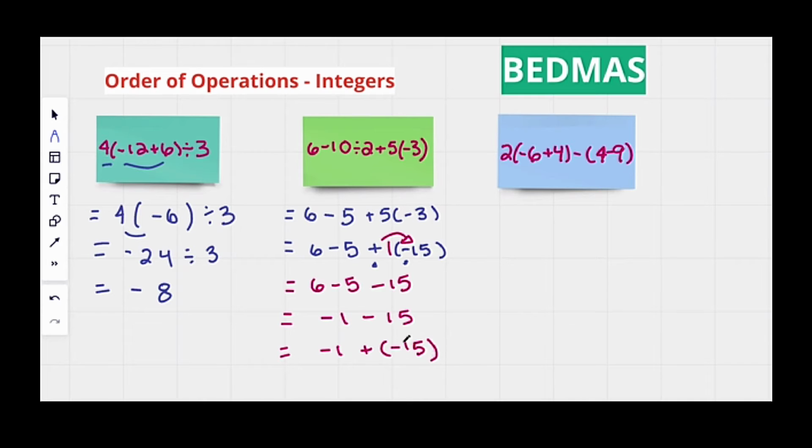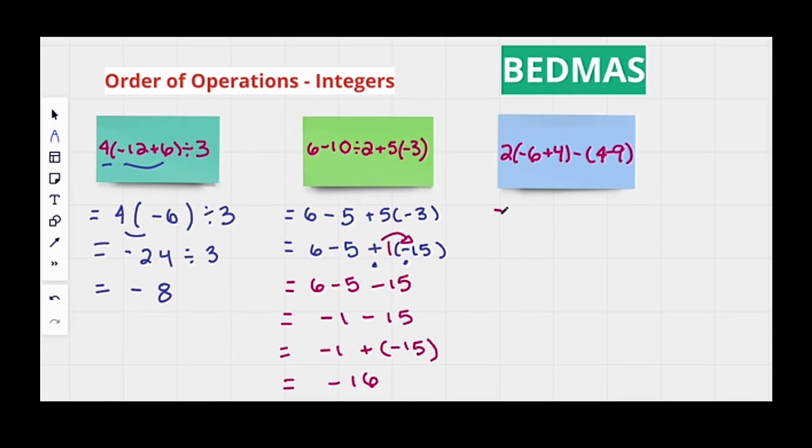Okay, so again, you need to watch the video on how to subtract integers so that you understand what's happening here. So negative 1 minus 15, when we're subtracting integers, we need to change the signs. So this becomes negative 1 plus negative 15, which is negative 16.